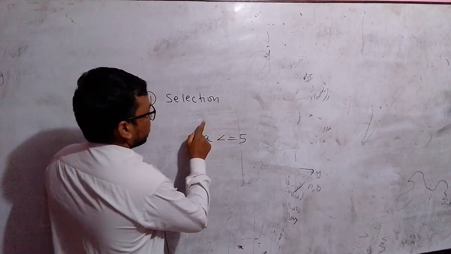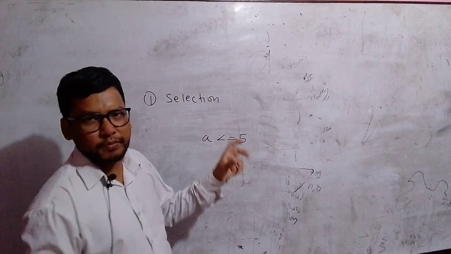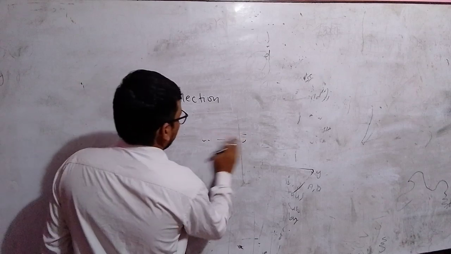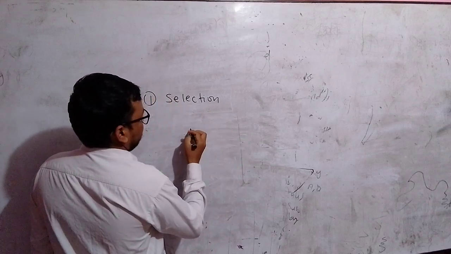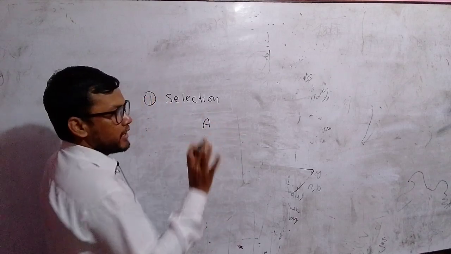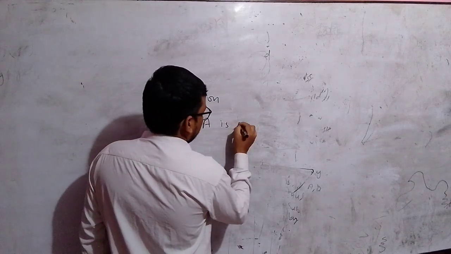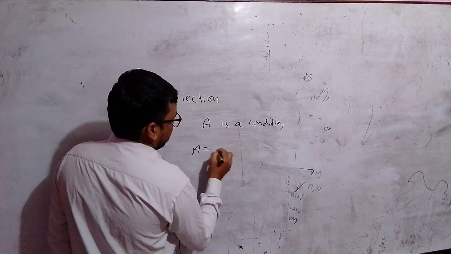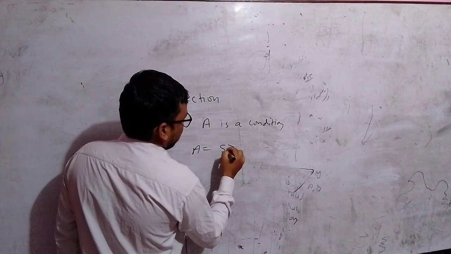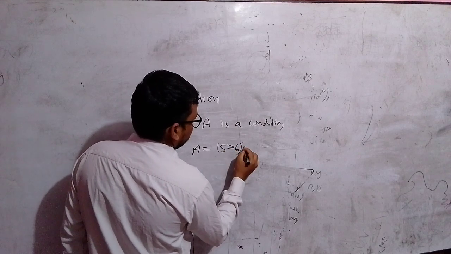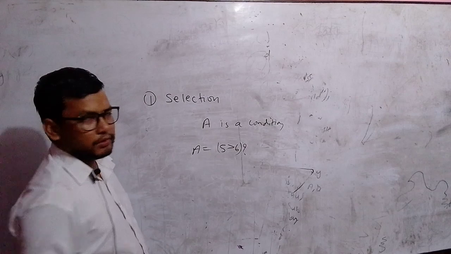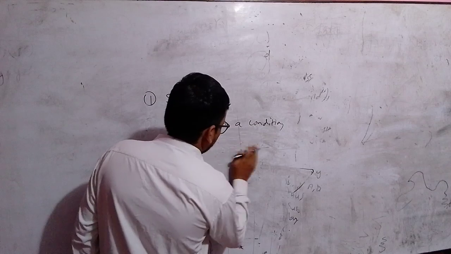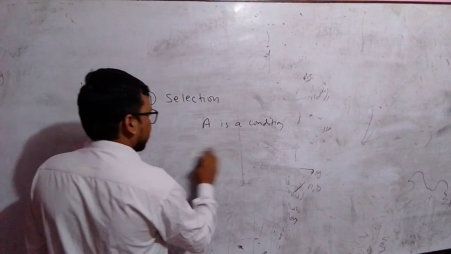Now, the condition that a selection takes could be a combination of two conditions. For example, suppose A is a condition. A could be a simple comparison, such as 5 is less than 6. Another A could also be a combination of two conditions.